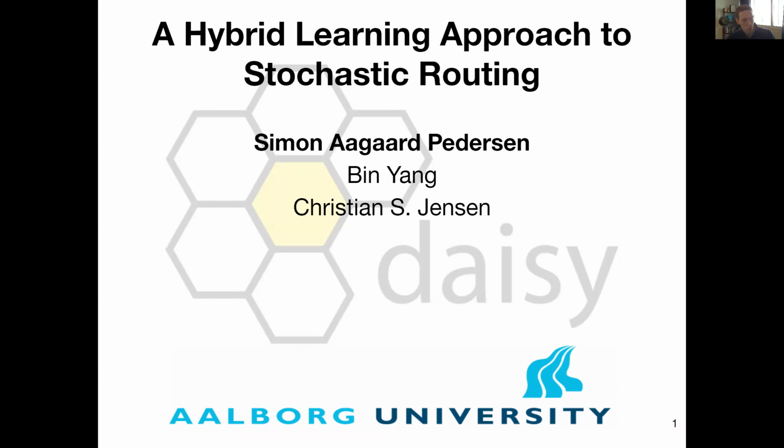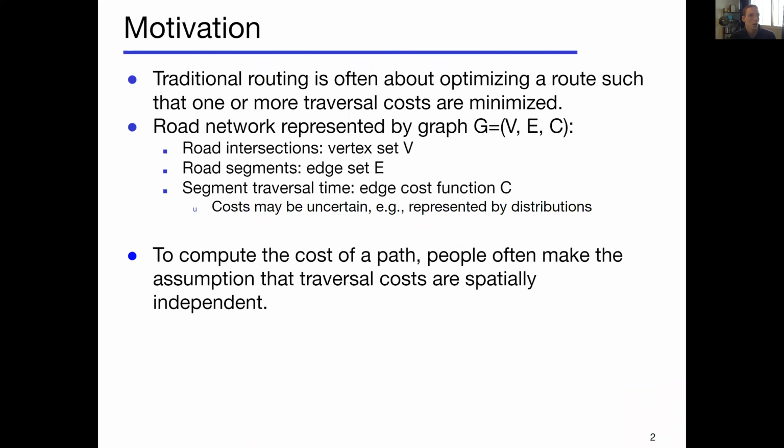So I'm going to jump straight into motivation. First off, we're in the paradigm of road network routing, and traditionally routing is about finding a path between a source and destination that is optimal in the sense that it minimizes some traversal cost. So we're looking at graphs here, and graphs consist of vertices and edges, and in addition we also have a cost function which accepts an edge as an input and returns a cost of traversing this edge.